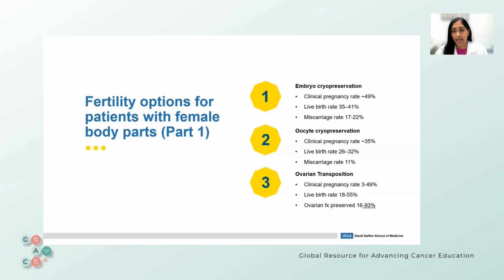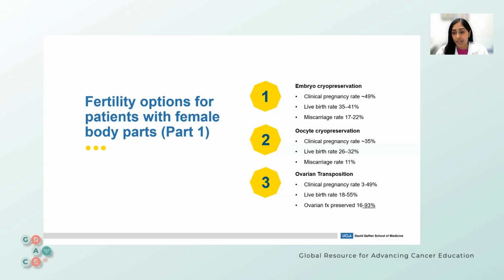This process has a clinical pregnancy rate of about 50%, a live birth rate of 35 to 41%, and a miscarriage rate of 17 to 22%. So if you look down the list here, it actually has probably the highest numbers for pregnancy success out of all of our fertility options for patients with female body parts.